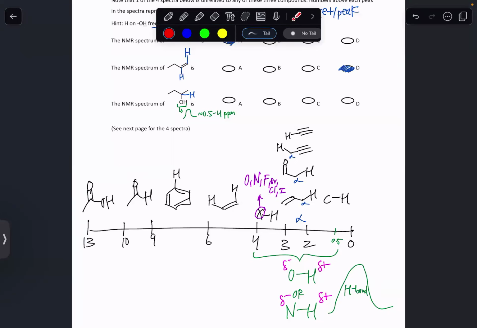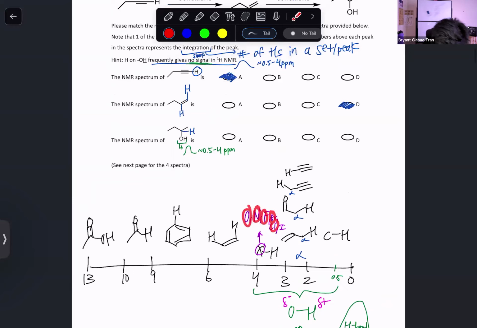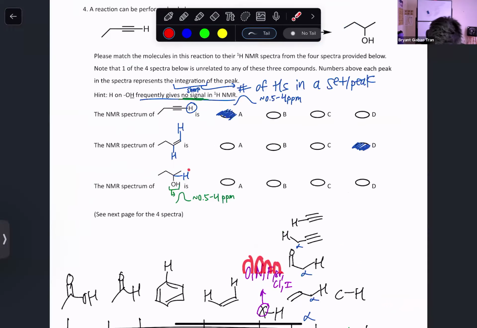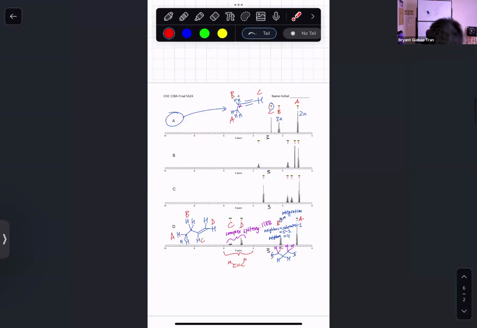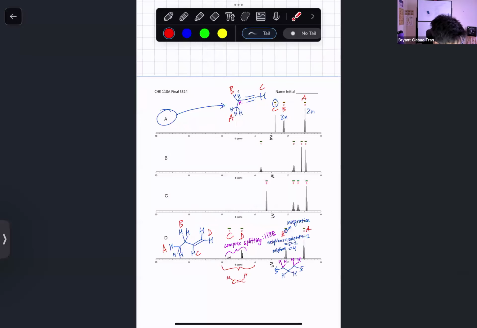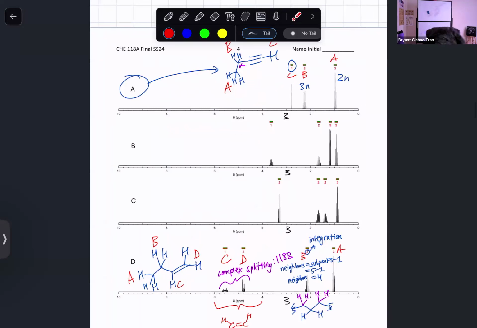Is it between 3 to 4 if it's an electronegative atom? Yeah, it's between 3 to 4, if it's an electronegative atom, which could be oxygen, nitrogen, fluorine, or bromine. So we expect this to be between 3 to 4. Let's see which one of these graphs has something between 3 to 4. Not A, so get rid of that. B has something there, so keep that. C has something between 3 to 4, so keep that. D has nothing between 3 to 4, so get rid of that. Process of elimination for multiple choice.